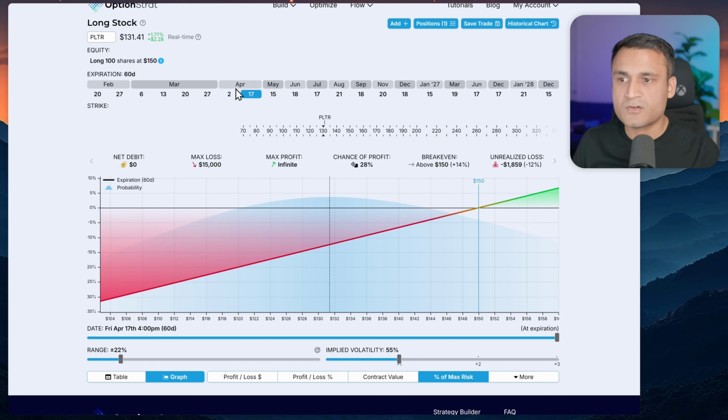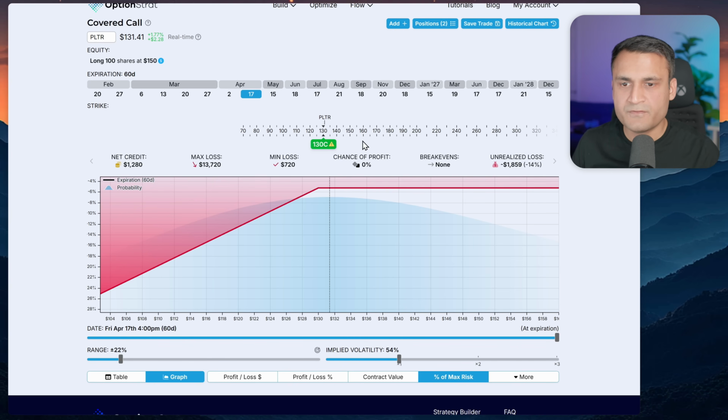So I'm going to change the cost basis here to 150. And now you can see here that the break-even price for me is $150. So I need the stock to go up by 14%. And you can also see the break-even line here on this graph. And right now this is in a 12% loss. So what I can do here is I can go to April 17th expiration, which is about 60 days from now, and I can sell a covered call at 150 strike.